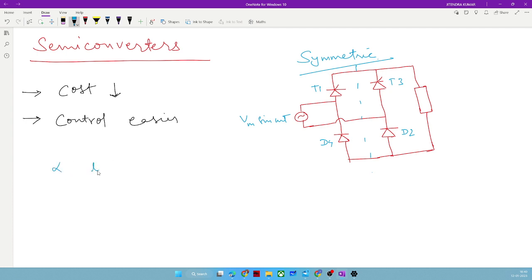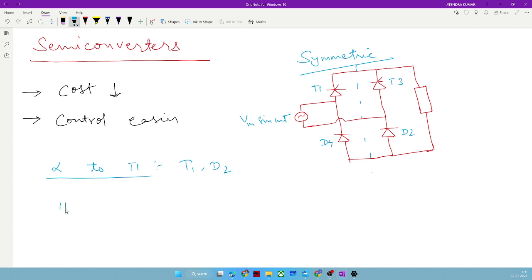from alpha to pi. We could discuss from 0 to alpha also, but I will keep that for last. So from alpha to pi, since both switches will be in sync, T1 and D2, and at alpha this T1 will be on, so T1 and D2 will be on. It will operate as a normal rectifier.